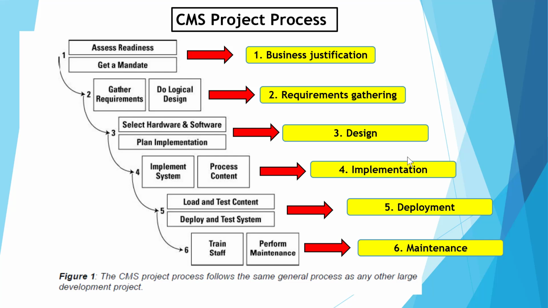So this is the gathering requirement, and then you want to design. Design is involved for hardware and software, and how you want to plan the implementation of your CMS. So this is the third stage, and after you have confirmed what hardware or software you want to use, we move to the implementation.